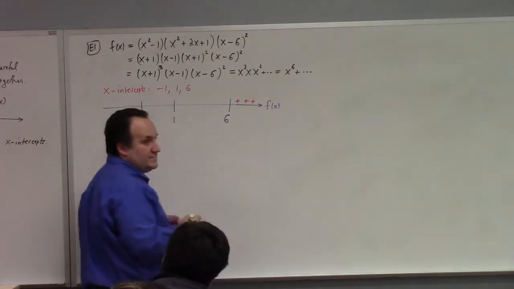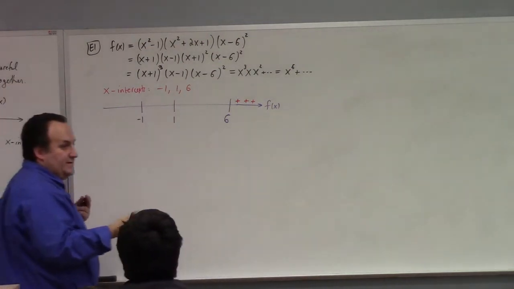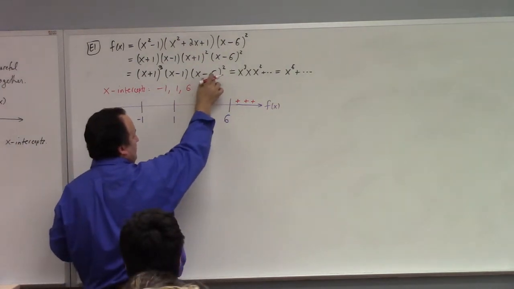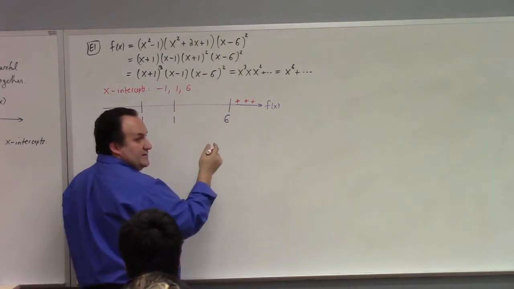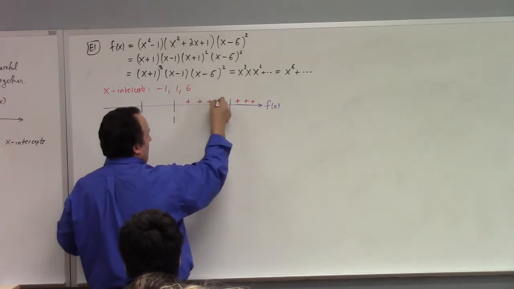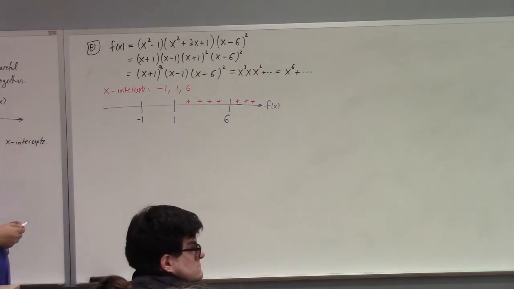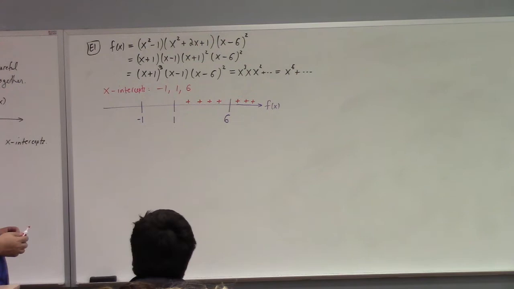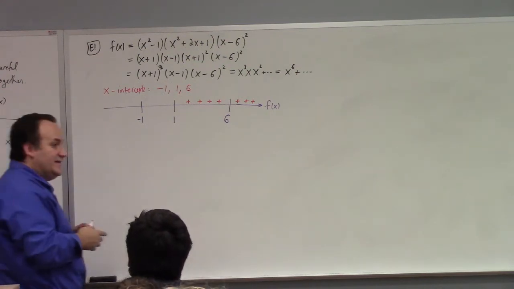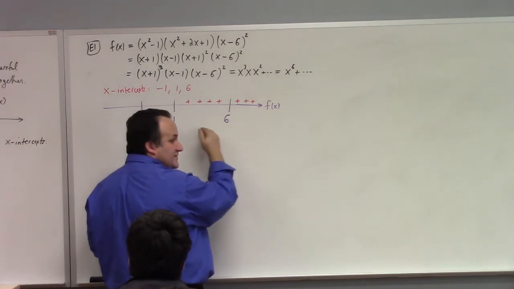Then the question is, do we flip the sign or not, right? So we have x minus 6. It's got a square, so we do not flip the sign. We stay positive. When you're going to flip, it is not the 1 and the 6, it is the 6. The question is, going across 6, do you flip or not?